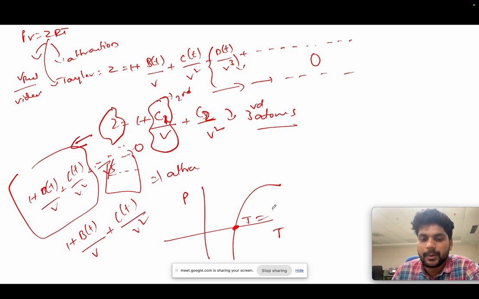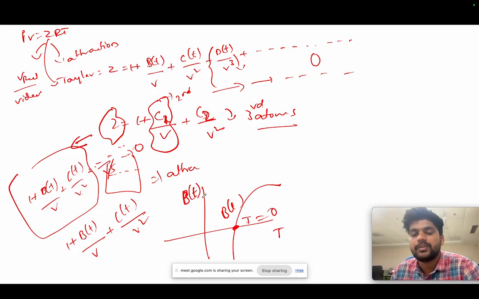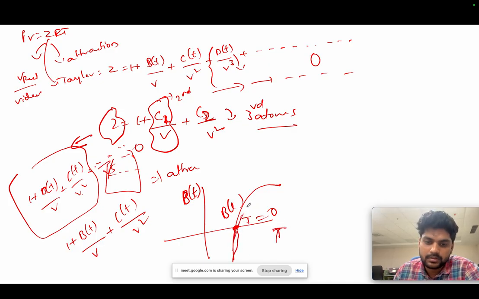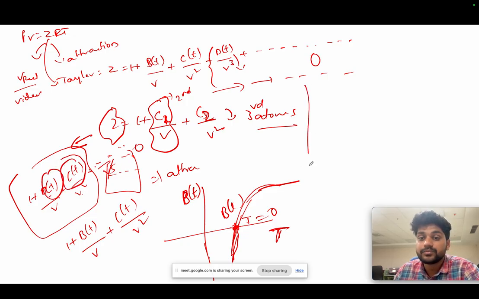If I plot it with pressure, at some point this will be at T equal to 0, so that's where we get B of T. If I carry out the experiment for B of T with respect to temperature, the curve will go like this. At some point of temperature, we will get 0, and there we need to find out that value. The same thing applies for the C of T. Once they found this out, then came the cubic equation.